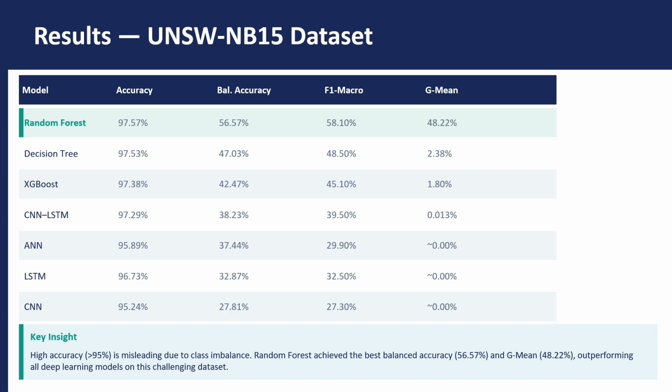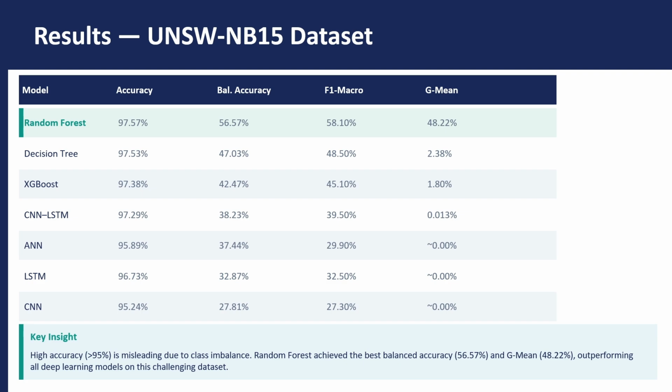Starting with the harder dataset, New South Wales, at first glance, almost every model achieved over 95% accuracy. That looks impressive, but here is the key insight. High accuracy is misleading when the data is heavily imbalanced. A model can achieve 95% accuracy simply by predicting the majority class most of the time. That's not useful for intrusion detection. The most informative metrics are balanced accuracy, F1 macro, and G-mean, which account for performance across all classes.